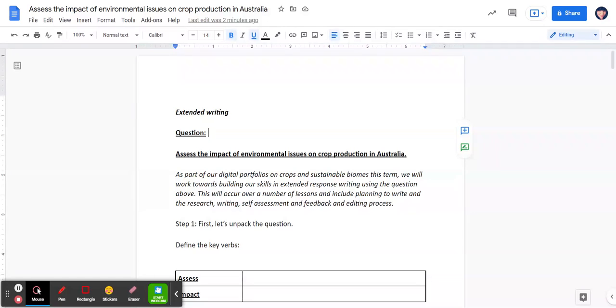In order to continue to build our knowledge and understanding around this topic, we will be working on an extended response question over a number of lessons over the next week. This question will be: assess the impact of environmental issues on crop production in Australia. We will be going through the writing cycle in order to complete this effectively.